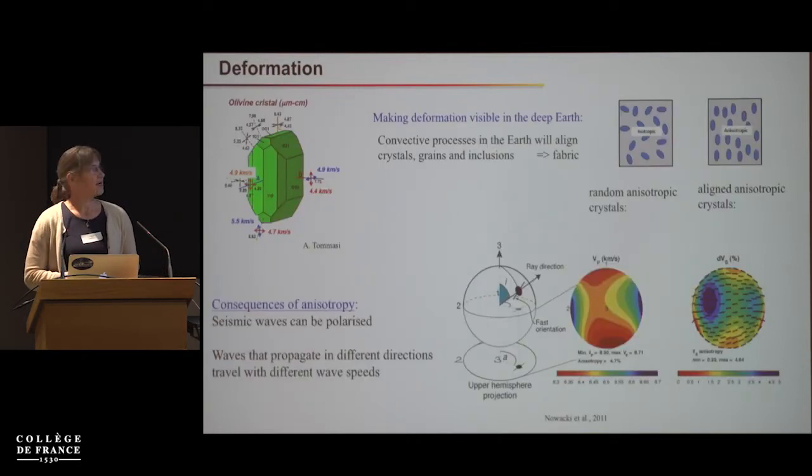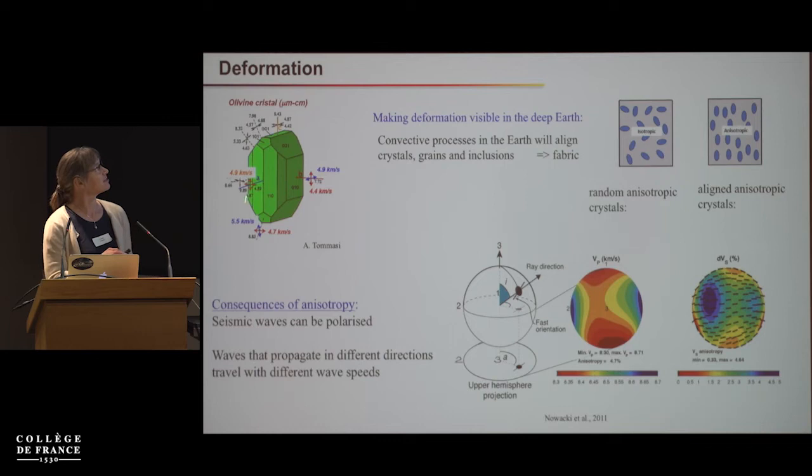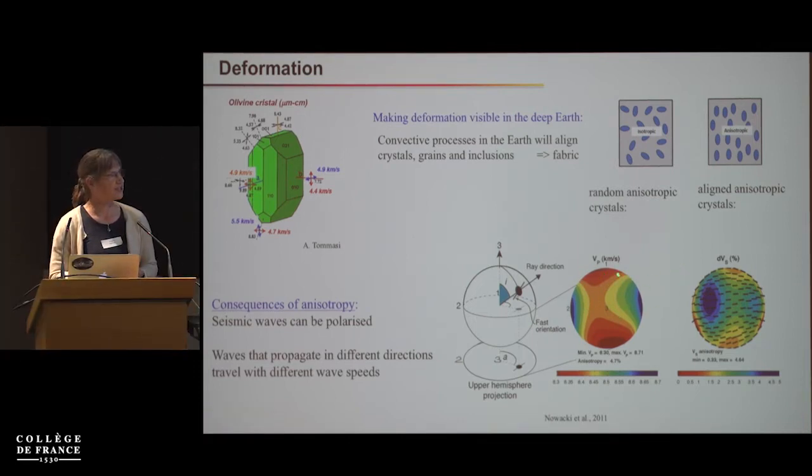But first, getting back to the deformation. So if we have anisotropic material in the earth, such as this olivine crystal here, the picture is from Andrea Tommasi. If we have lots of these anisotropic crystals, but they're randomly oriented, then we still have an isotropic medium. But if they're aligned by, for example, flow, then we have an anisotropic medium. And if we look at those, and we've heard this before, of course, the velocity will change with direction here. And you can see this here with the fast velocity in blue, the slow in red. And we can see this for P waves and S waves.